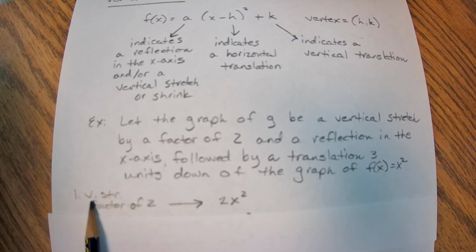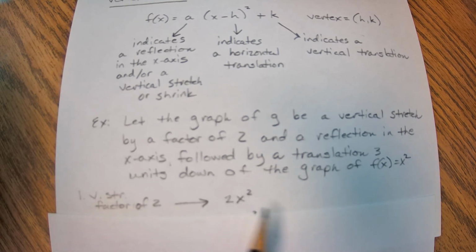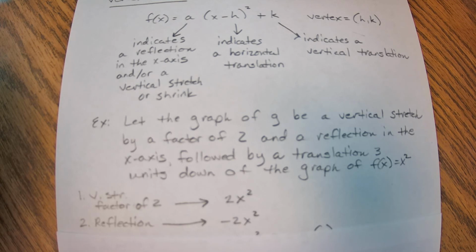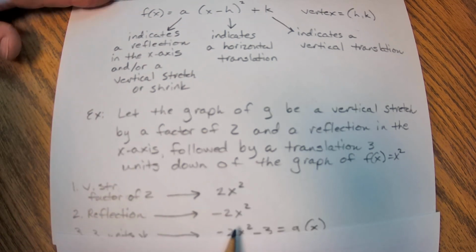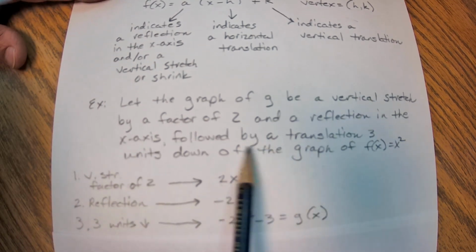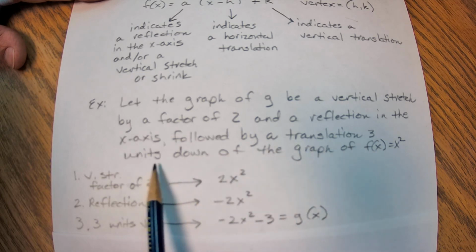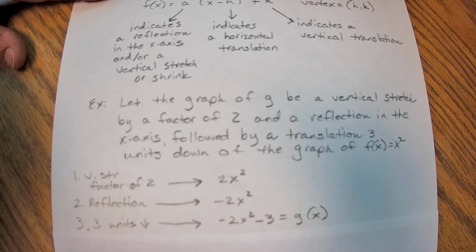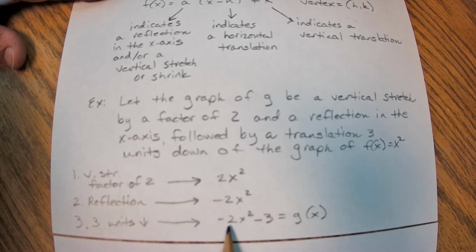So the first thing I'm going to do is represent a vertical stretch by a factor of 2. That's the first thing they told me up here. That means I'm going to take f and multiply it by 2. The next step is to reflect that in the x-axis. That means you just make this the opposite. So now we have negative 2x squared. And then the final step is shifting it 3 units down, hence the minus 3. So g of x equals the opposite of 2 times x squared minus 3.